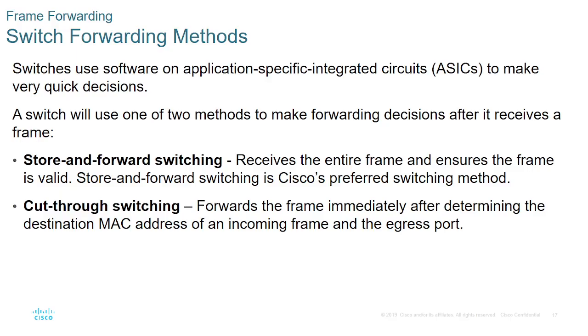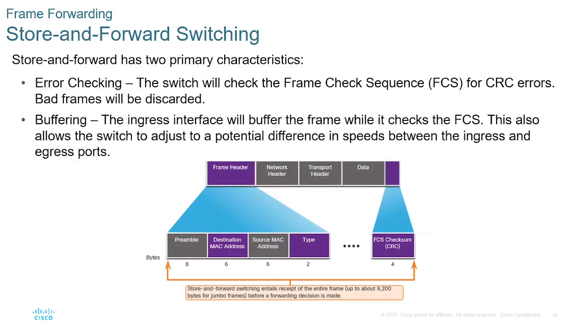Then we have cut-through switching. Cut-through switching forwards the frame immediately after determining the destination MAC address of an incoming frame, or determining which port is the egress port. This one doesn't do any checks. It doesn't check if the frame is valid or not. It just simply receives it and sends it out to the destination.